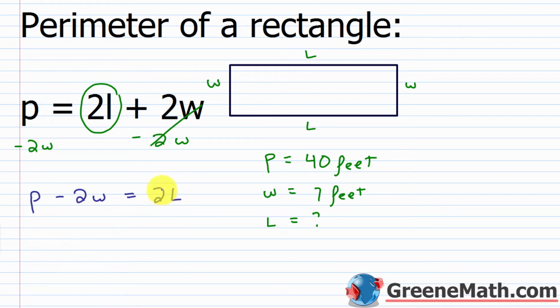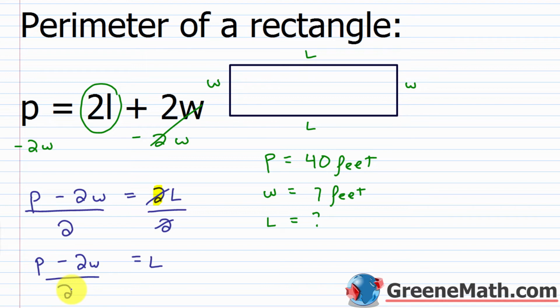Now, to get L by itself, I have a coefficient. I have that 2 there. And so I'm going to do the same thing I've been doing. I'm just going to divide both sides of the equation by 2 so that L can be by itself. So this will cancel with this. And I'll have L is equal to P, or perimeter, minus 2 times W, or width, over 2.